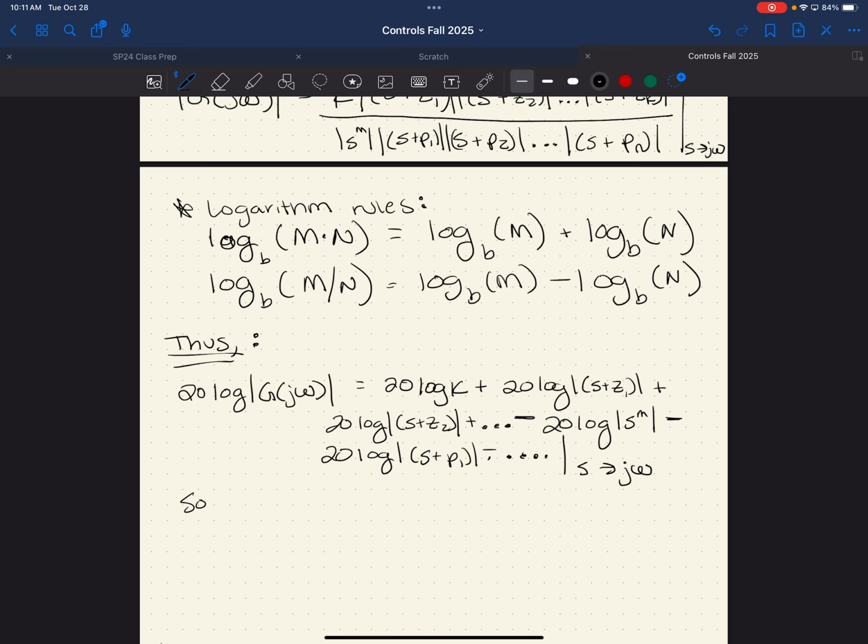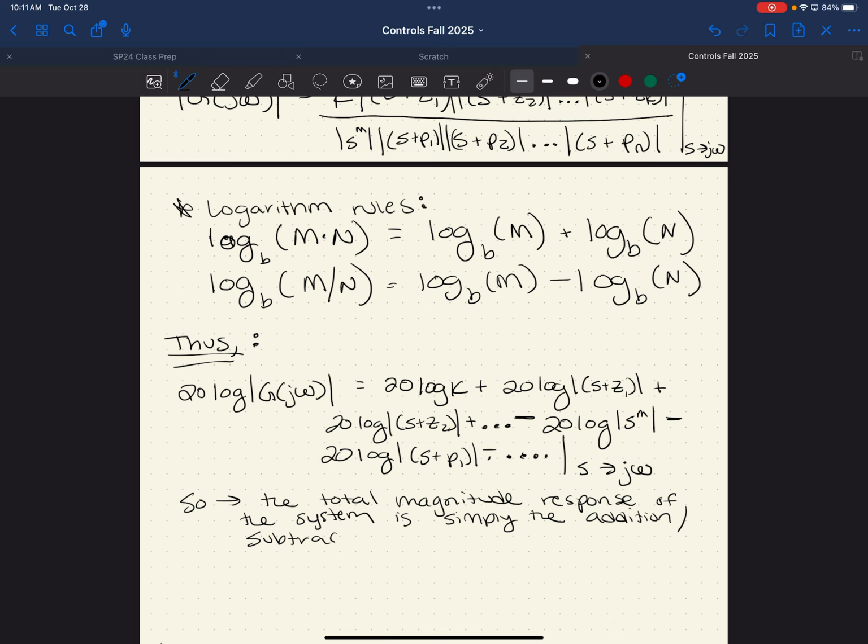Okay, so the total magnitude response of the system is simply the addition, subtraction of the contribution of each zero, pole, respectively.